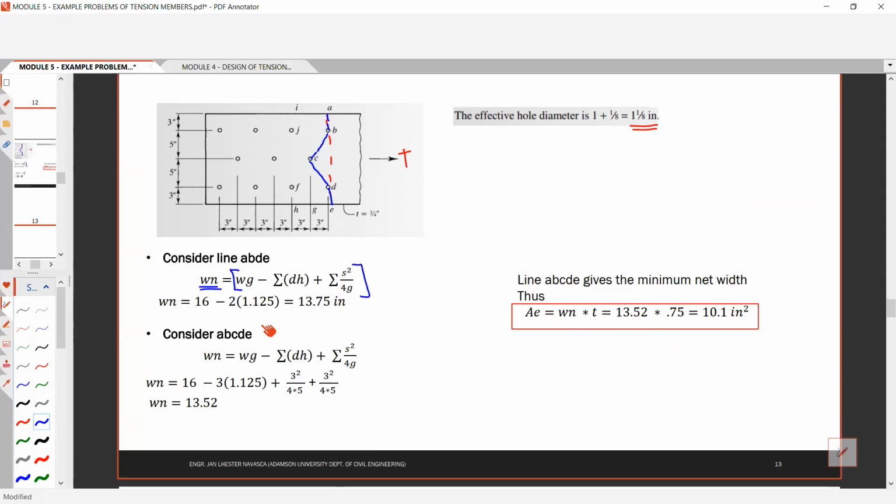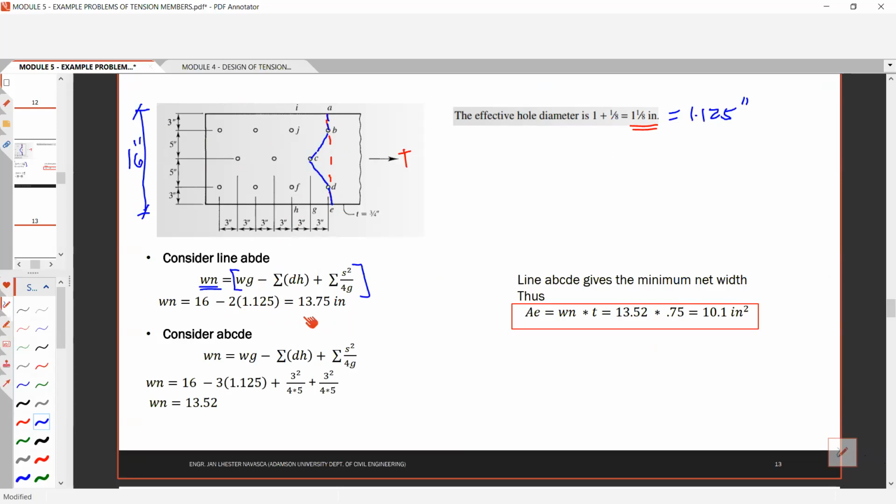Okay, so considering the line ABDE, if you cut the section ABDE, the gross sectional width is 16 inches. Where do you get your 16 inches? That is 3 plus 5 plus 5 plus 3, that is 16 inches. Okay, minus two holes, since we are considering ABDE, you have 2 holes times 1.125, that is equivalent to 1 and 1/8 inches, which is 1.125 inches.